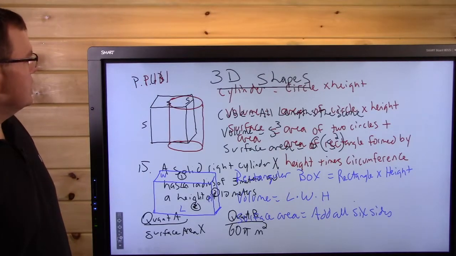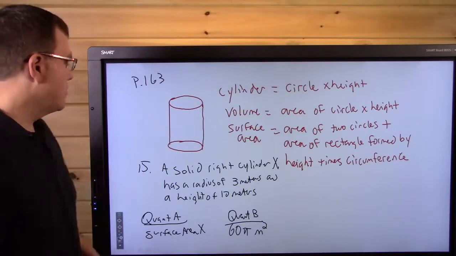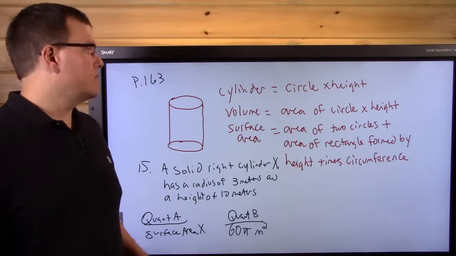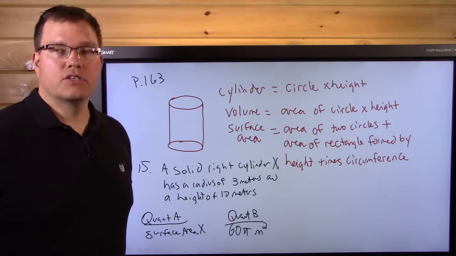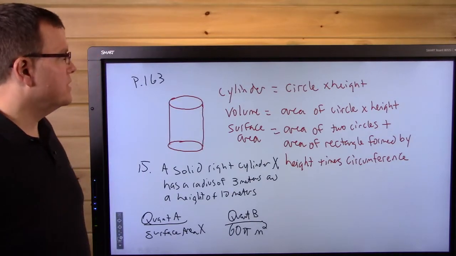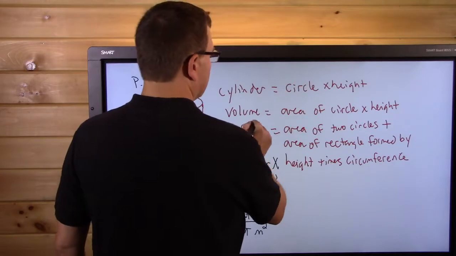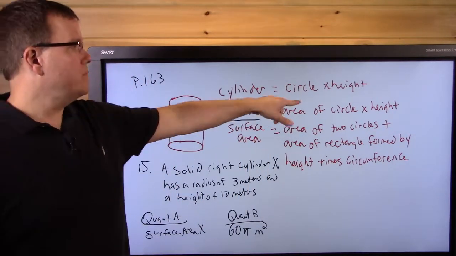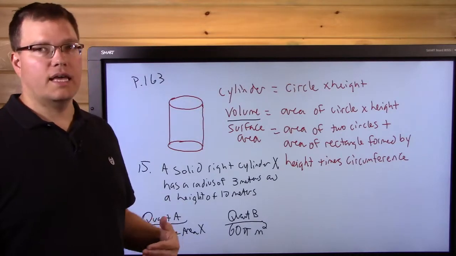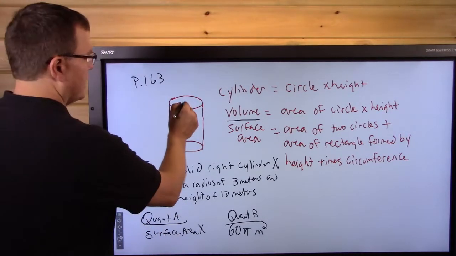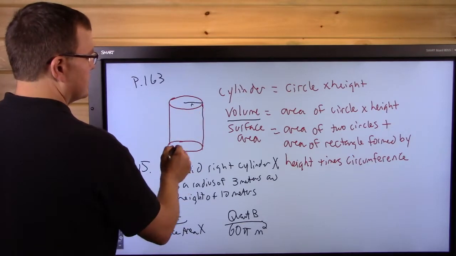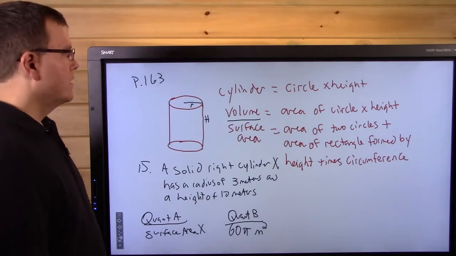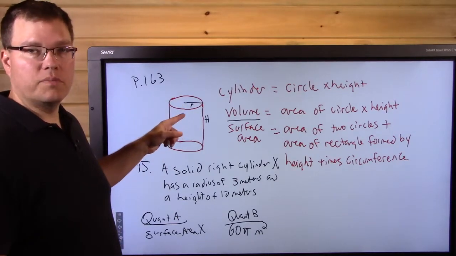Let's talk about the cylinder. Still on page 161, but we're about to be on page 163 for question 15. Okay, so the cylinder is the circle times the height. The shape of the cylinder is a circle with a height. The volume is the area of the circle times the height. You know how to get the area, right? Here's a radius that's going to help us get the area, and here's the height. So simply get the area and multiply it times the height.